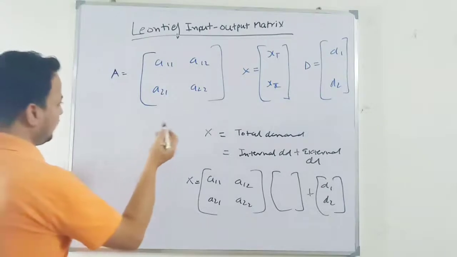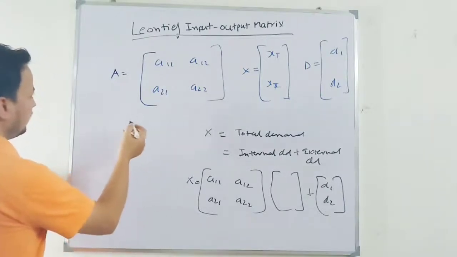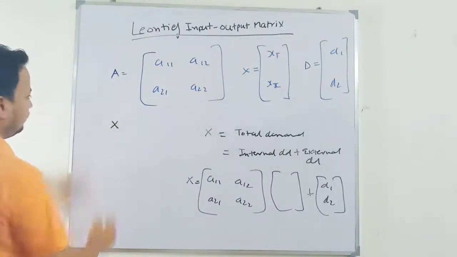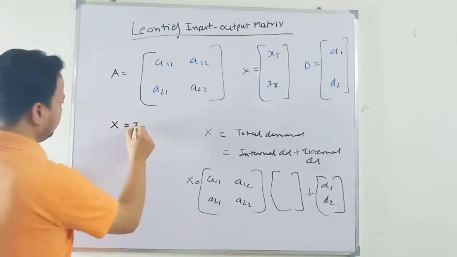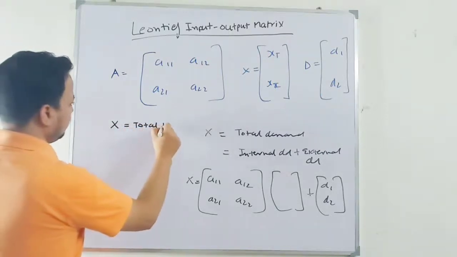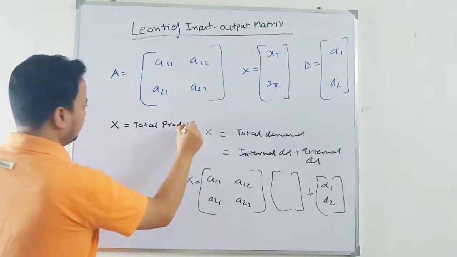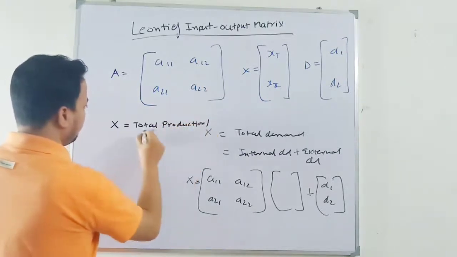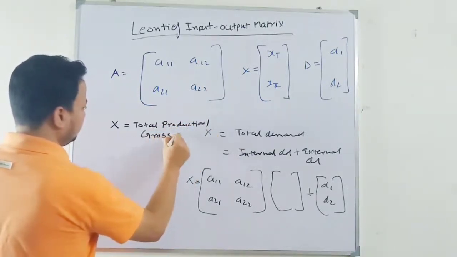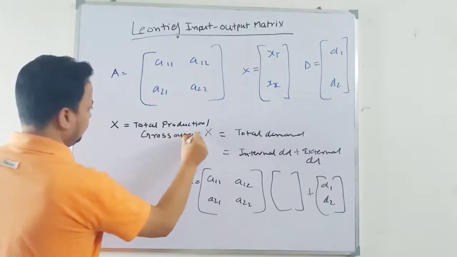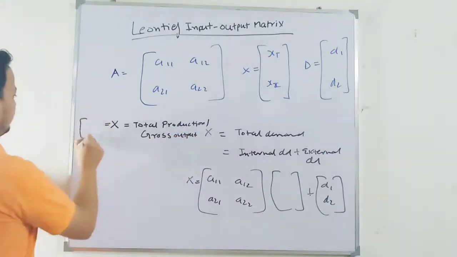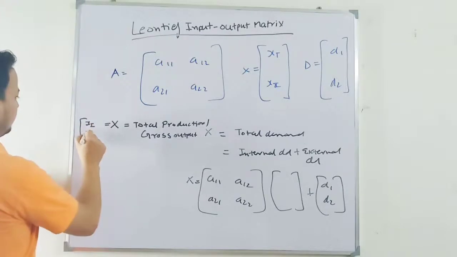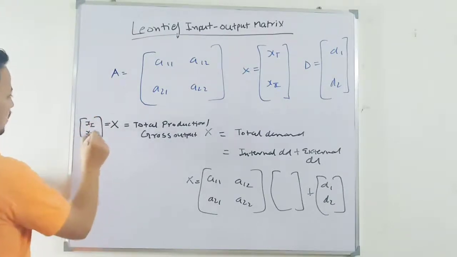Before that, let me tell you one thing. This is your total production, or you can say gross output, and this can be represented in this form: x1, x2. Output of first industry and output of second industry.